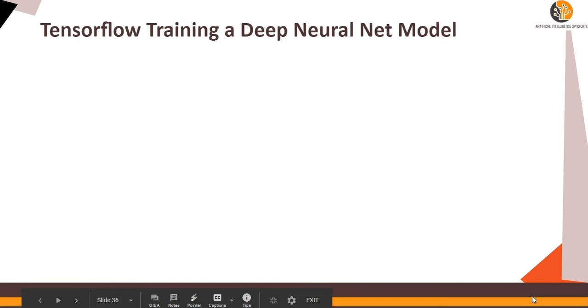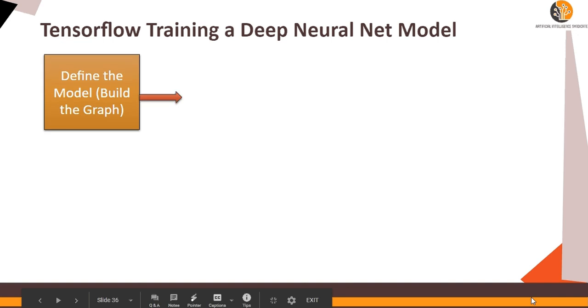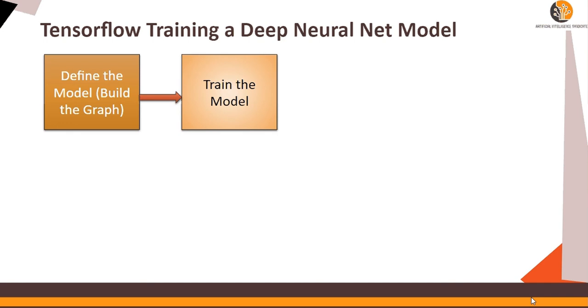Alright then, we're going to create a TensorFlow deep neural net model. So how are we going to do that? The first step is to define the model, like build the graph. If you look at my earlier videos on TensorFlow, it tells you to build the graph in TensorFlow. Once you have the graph ready, then you train the model.